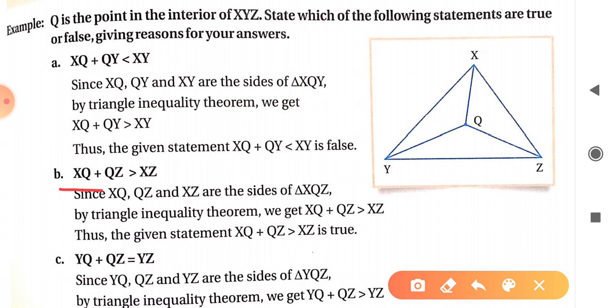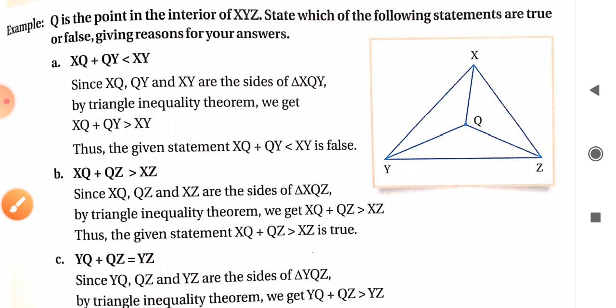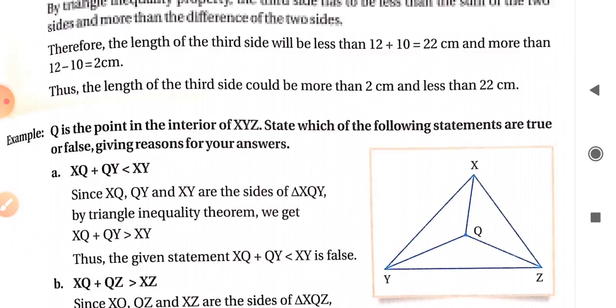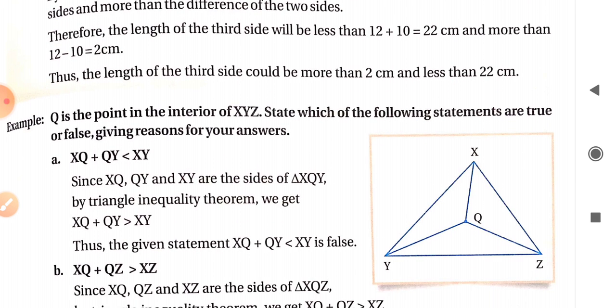Next is part B. XQ plus QZ is greater than XZ. Yes, this statement is true by triangle inequality property. And next is YQ plus QZ is equal to YZ. No, this is a false statement, because by triangle inequality property, YQ plus QZ should be greater than YZ. So this statement is false. So this is the triangle inequality property.